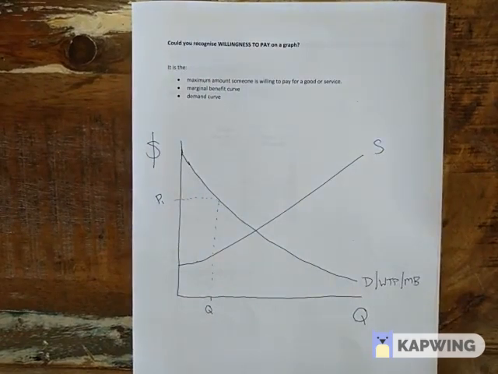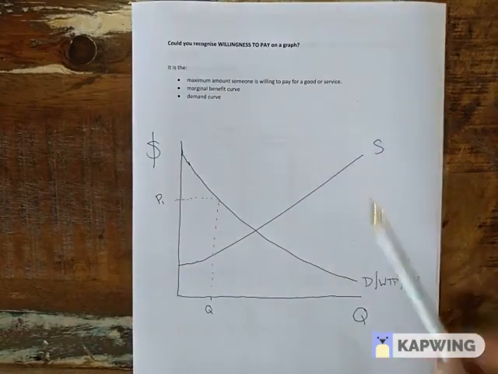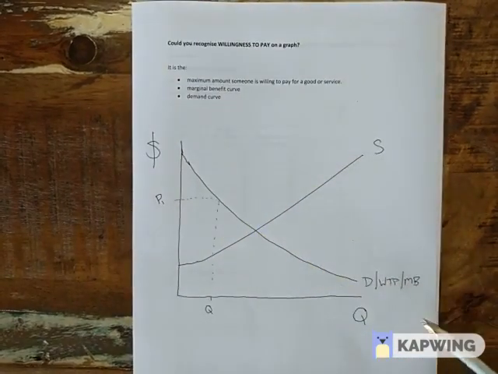Willingness to pay. Could you recognise willingness to pay on a graph? What is willingness to pay? Well, it is the maximum amount someone is willing to pay for a good or service. But it's also the marginal benefit curve. And it's also the demand curve. So if we've got this graph here with a quantity here and a price up here, a supply curve here and a downward sloping curve here, we know that that's the demand curve, it's the marginal benefit curve, and it's also the willingness to pay curve.